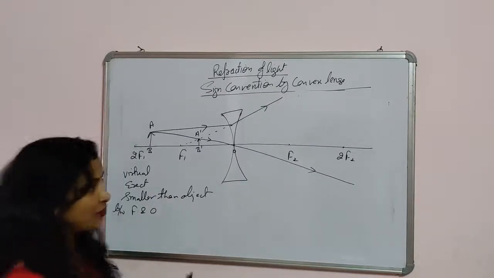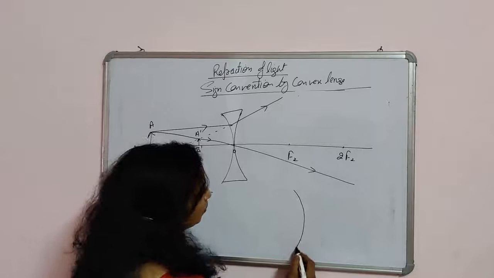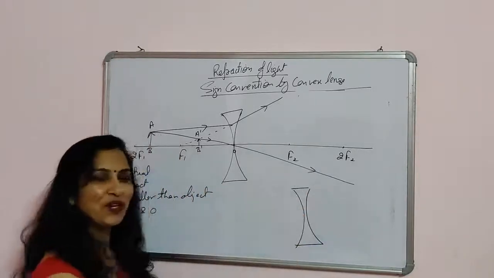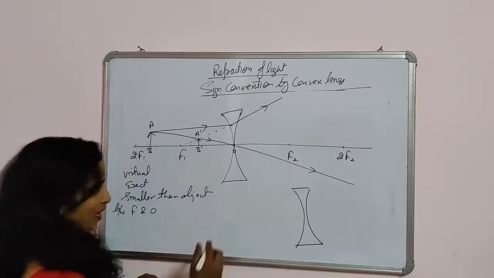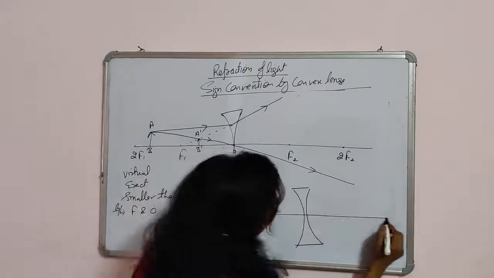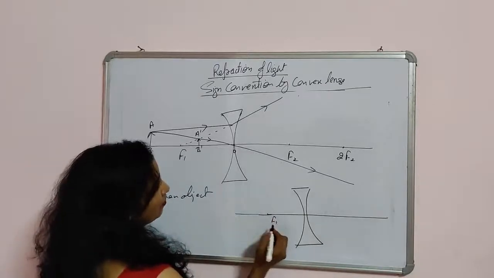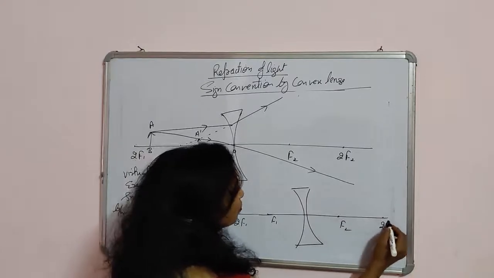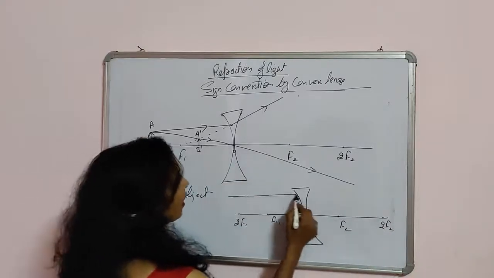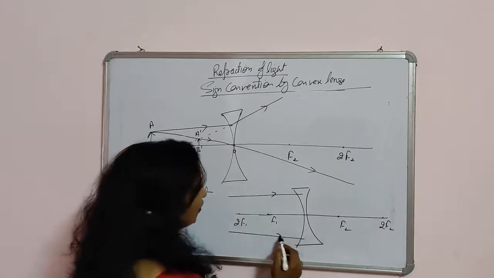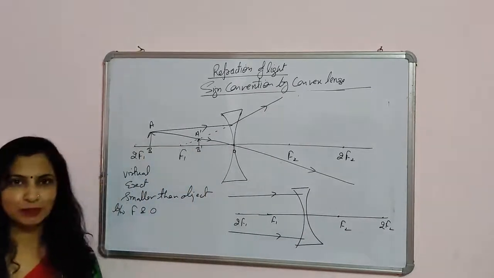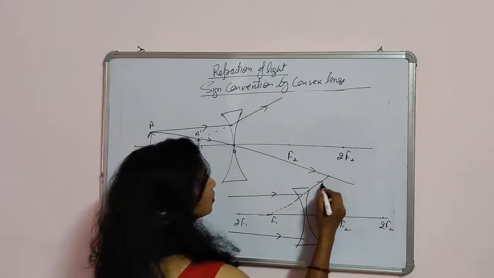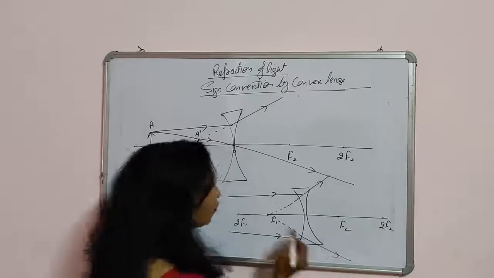Now the second one is, if you place the object at infinity. So I am making the figure here because I am going to explain the sign convention of the concave lens again in this video. So this is again F1 to F1, F2 to F2. Again the light which is coming parallel to the principal axis from infinity, we can show the light always coming parallel to each other. They will appear to diverge from the focus. So it means we can say they meet at focus.